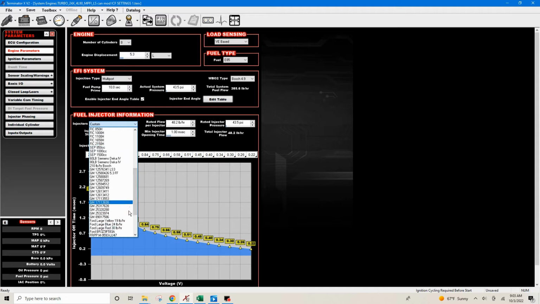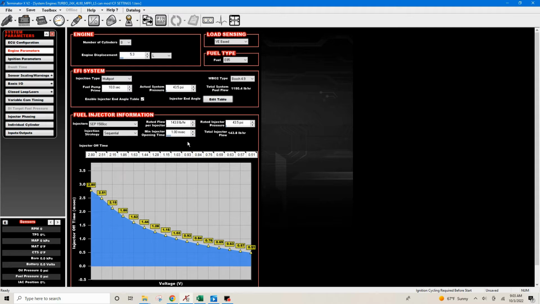So this is going to be a step-by-step. If your injectors are in here or if they're not, it's pretty much the same. We'll select our 1500s, and it gives us a rated flow per injector of 143.8, and then our minimum dead times. These are all the default settings.